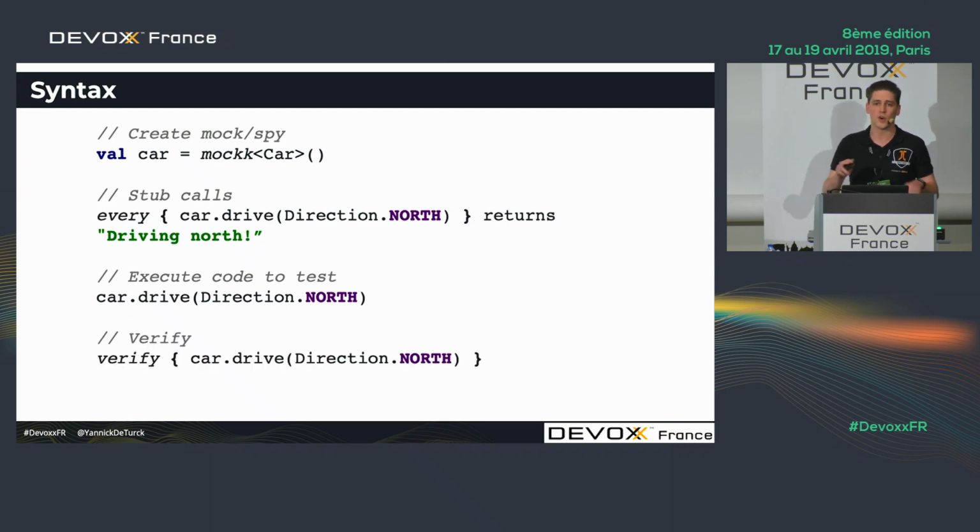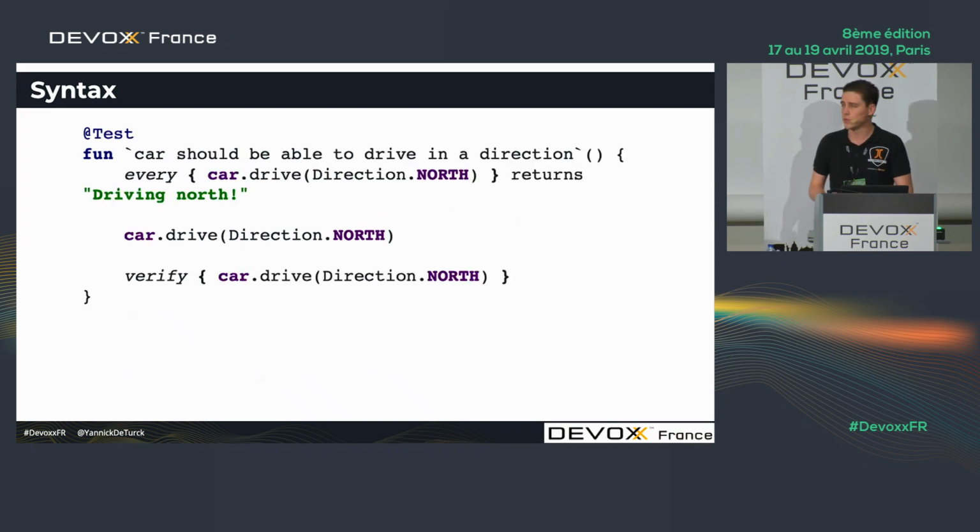And then we have our verify block. And here it's also a bit the same like with the stubbing part. So you basically just verify whether the car drove in the north direction. And that's it basically. If you would throw this in a test, it would look like this. So every car driving north should return this string. We execute our code, and then we verify whether the car has actually driven north.